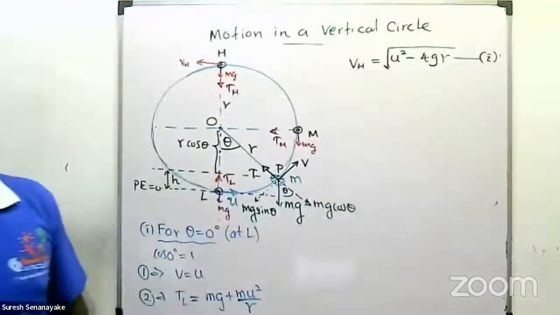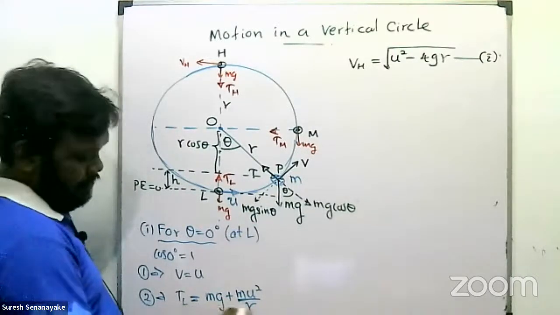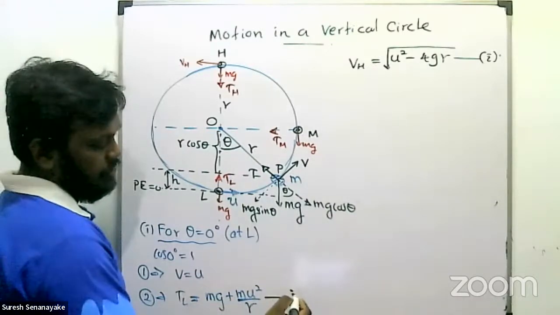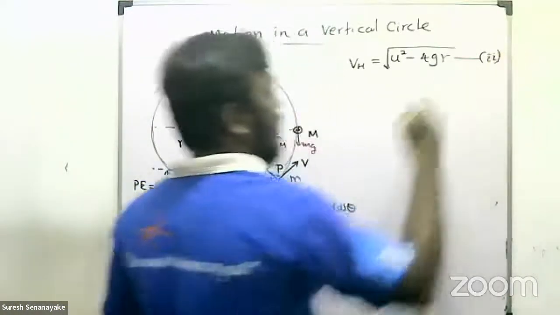Okay, then write this equation, T minus mg equals mu square over r. This is Roman number 1, this is Roman number 2 again. So Roman number 2.